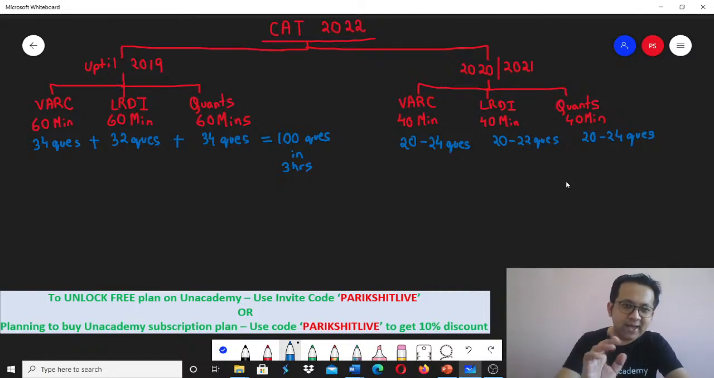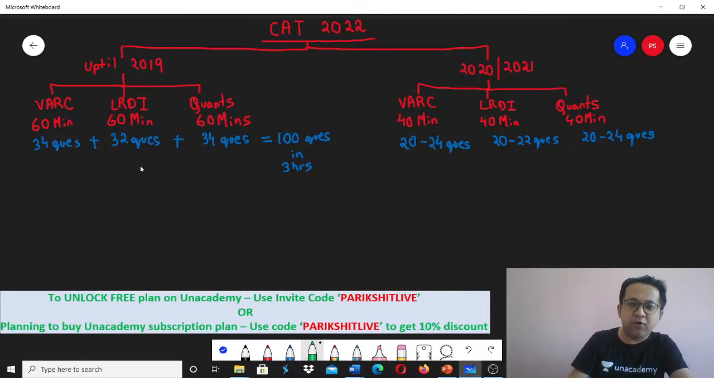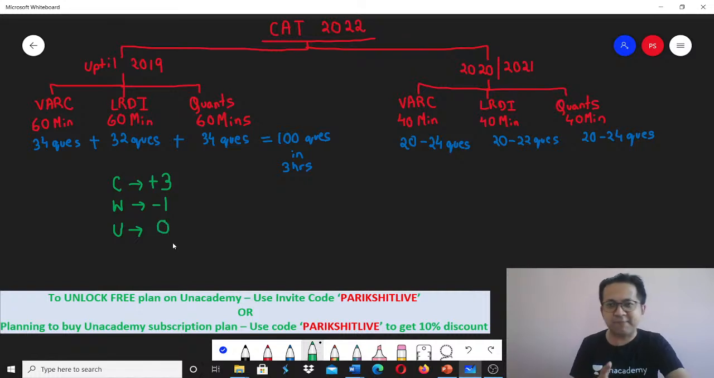Now, having known that, what is the marking scheme? For every correct answer, in both the years, in fact, this holds true for every year, every correct answer would fetch you +3. Every wrong answer would give you -1. And every unanswered question is absolutely no marks. So correct is 3 marks, wrong is -1, and unanswered is 0.